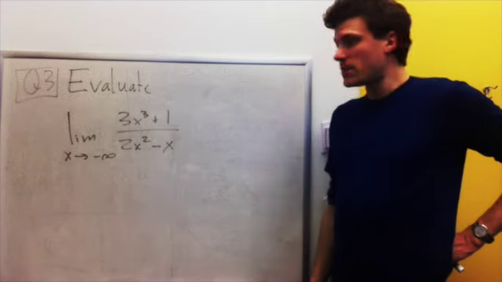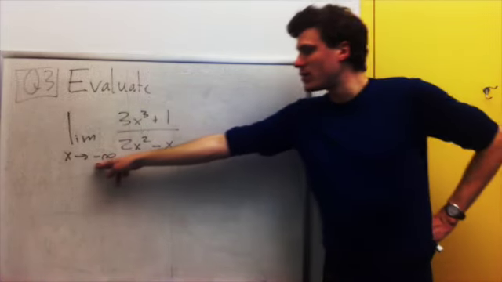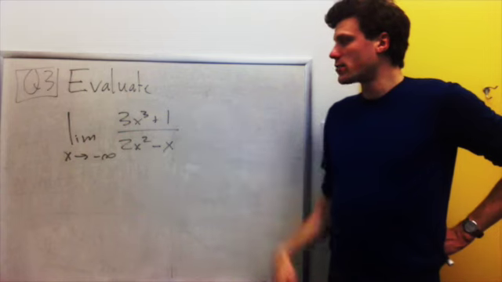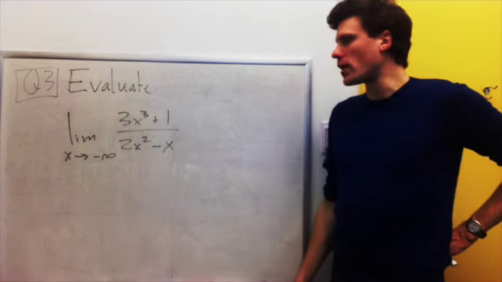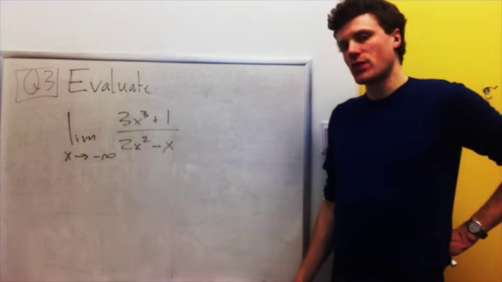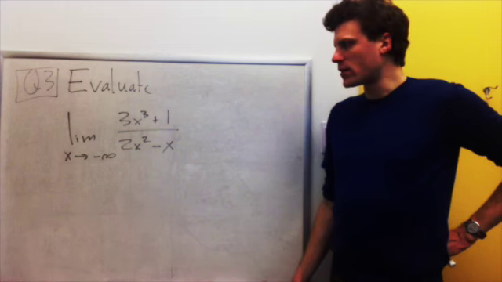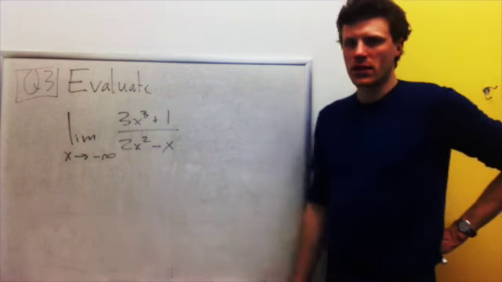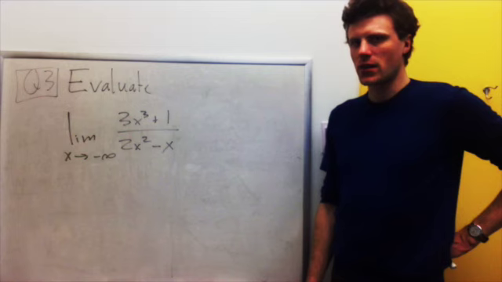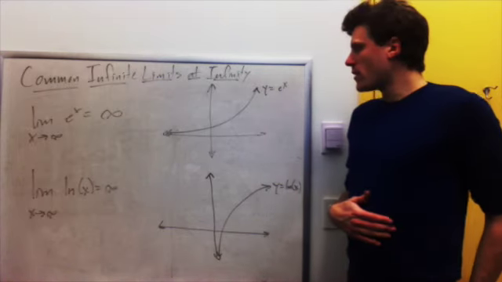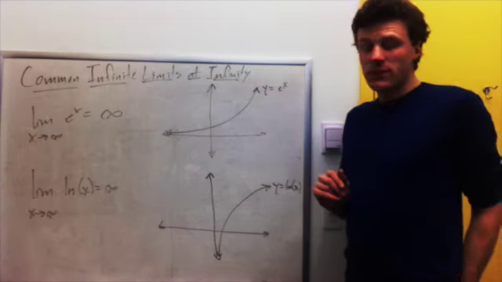Okay, question 3. Evaluate the limit as x goes to negative infinity of (3x cubed plus 1) over (2x squared minus x). It's the same problem as before, but instead of having x go to infinity, I'm letting x go to negative infinity.